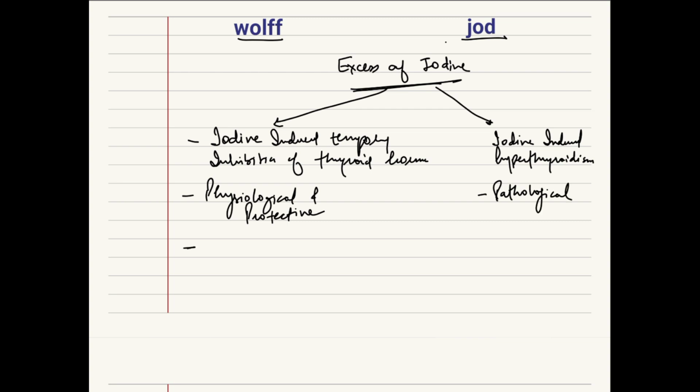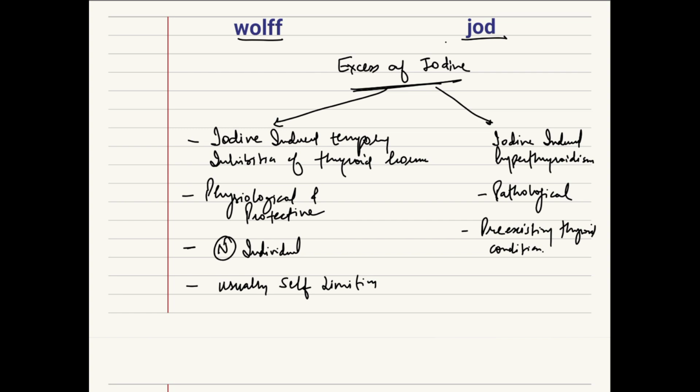Wolff effect occurs in normal individuals, whereas Jod-Basedow occurs in pre-existing thyroid condition, for example, in goiter. The Wolff effect is usually self-limiting because of development of thyroid escape, and the Jod effect needs antithyroid drug, may also need beta blocker, or sometimes there is a need of surgery.